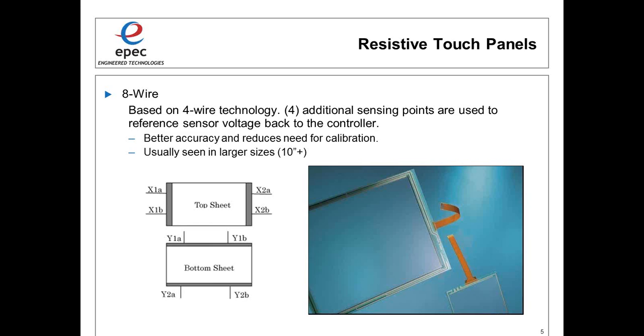The benefit to this is because we have double the number of electrodes, it's going to have better accuracy, and we're going to reduce drift. So you're not going to have to recalibrate the touch panel as much as you would a 4 or 5-wire touch panel. Now, usually these touch panels are used in larger size displays. So usually about 10 inches and up is where you're going to see the 8-wire touch panel used.